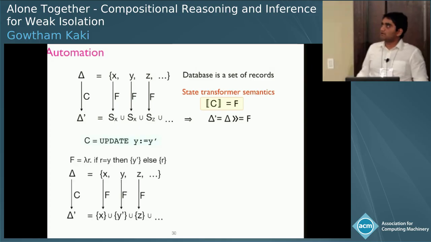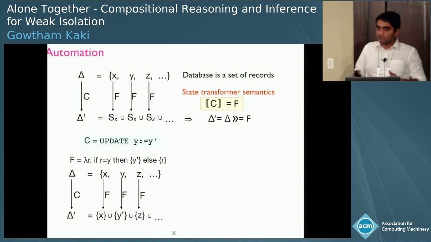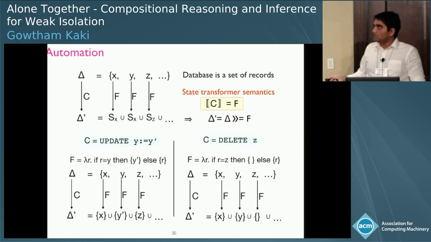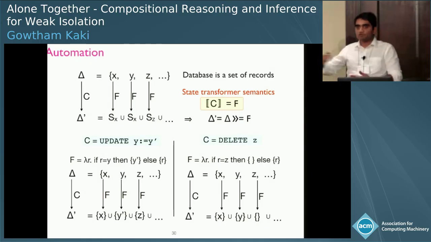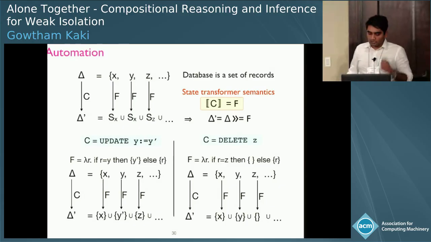So for example, let's say we have an update operation that updates a record y to y prime. We can iterate over the set of tuples, basically mapping each tuple to a singleton set containing the same tuple, except mapping y to y prime, and then unioning the set of records. Likewise, with delete, we map the tuple being deleted to an empty set. So this basically tells us that we can, in fact, use monadic set semantics to model the semantics of database programs. Now, this is not just a fancy way of representing database programs.